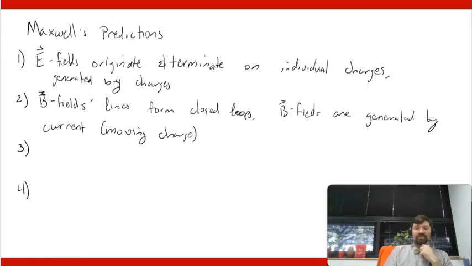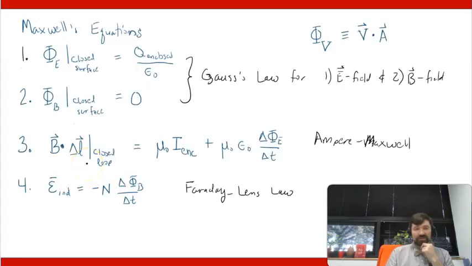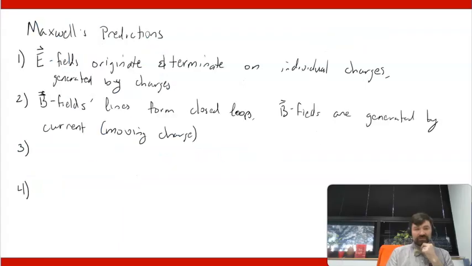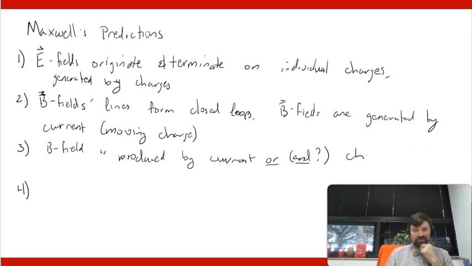Number 3, Ampere's law. This one basically gives you the field in terms of current, but you could rephrase it to say that B field can be produced not only by current, but by changing E fields. Okay, so B field is produced by current, and changing E fields. So if I have an E field that I'm changing, then that produces a B field for me.